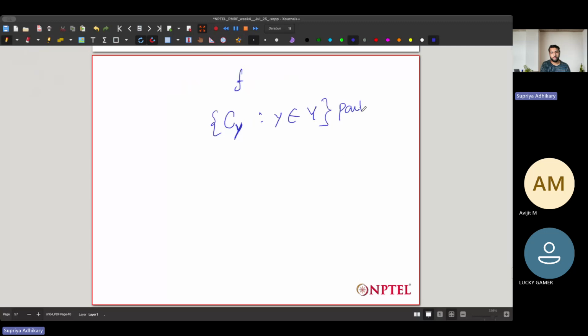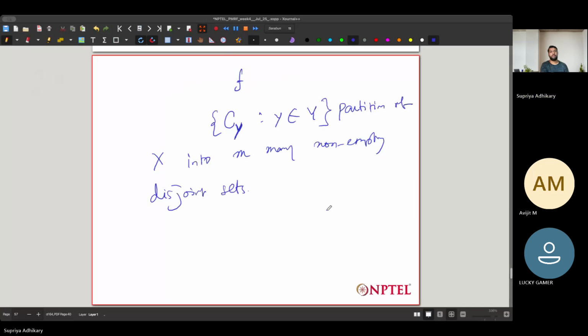So we get a partition of X into m many non-empty disjoint sets. Right? So basically, corresponding to one surjective map, we have actually found this number of classes.